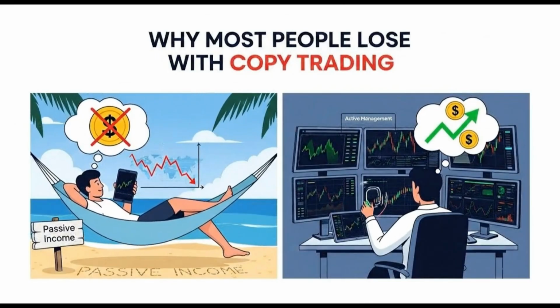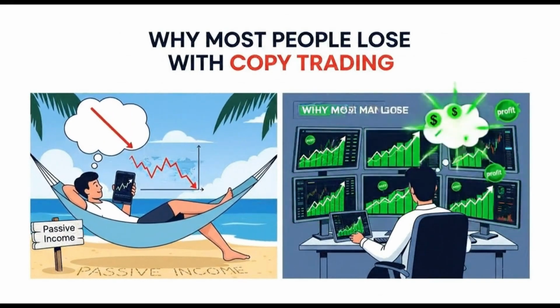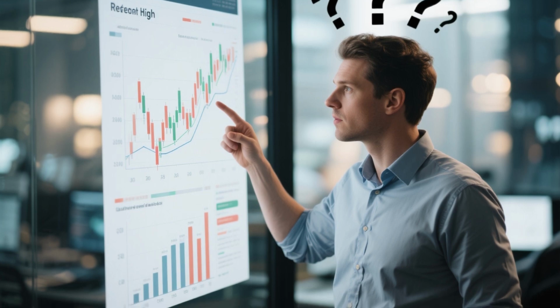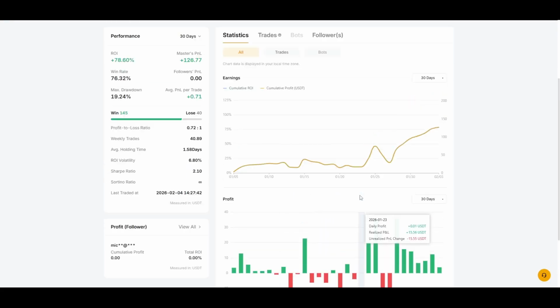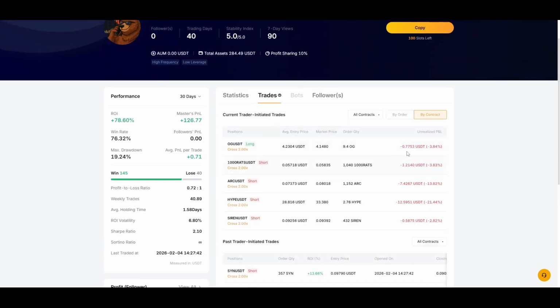Why most people lose with copy trading? Most people lose money with copy trading because they treat it like passive income. They follow traders with high recent profits without understanding risk. They enter at the peak of performance and panic when drawdowns appear. Copy trading does not protect you from bad trader selection.